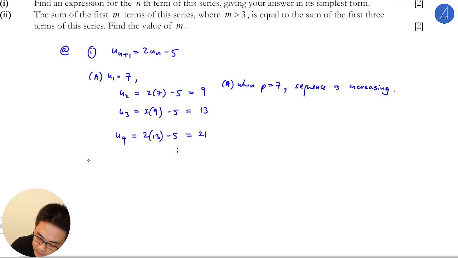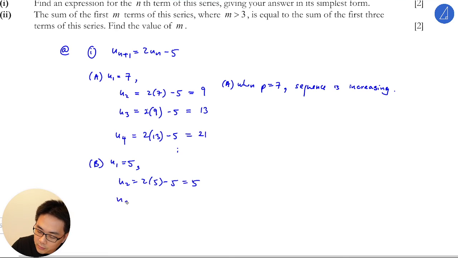B, U1, they give you 5. This is an interesting one. You see, like I say, you twice the current number minus 5. So you know that this will be a constant term because U2 will be twice of 5 minus 5. You get back 5. U3 will be twice of the previous term, which is 5, minus 5. You get back 5. Everything just keeps getting 5.